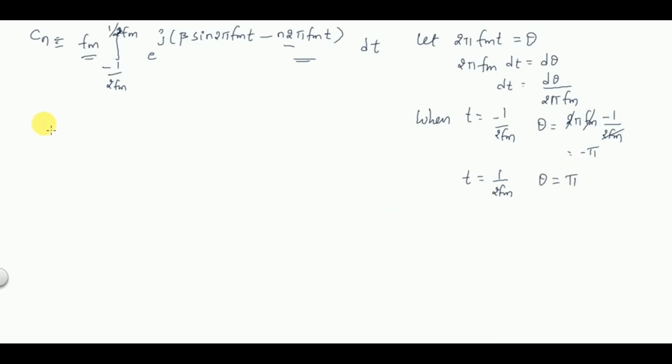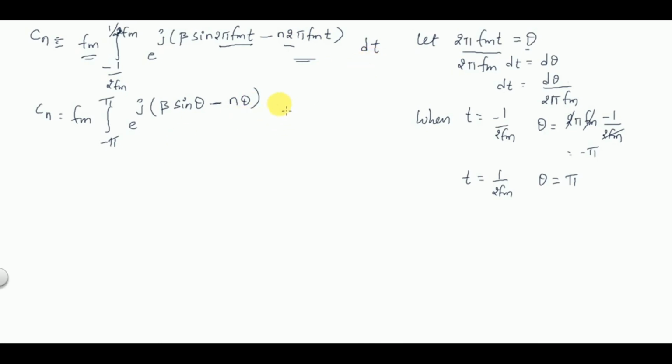So the limits also change. When the limits change, Cn is equal to FM integral from minus pi to pi of e power j. Now see carefully: beta into sine of 2 pi FM t, and I am taking 2 pi FM t as theta, so I can write it as sine theta, minus n into 2 pi FM t, and 2 pi FM t is theta again, so this is n theta.